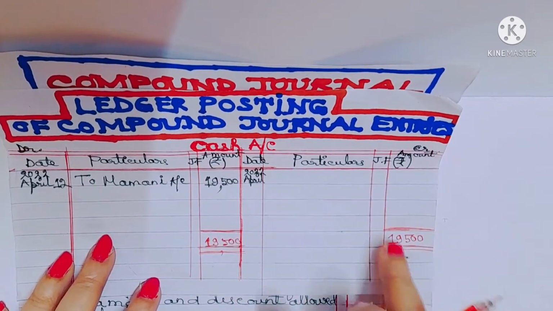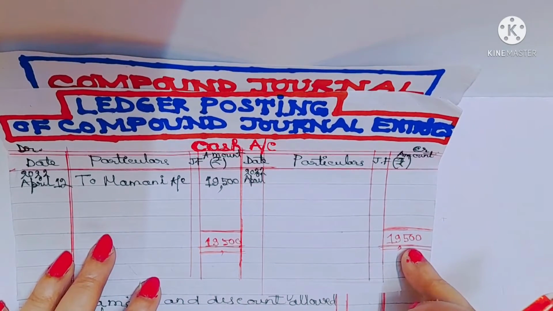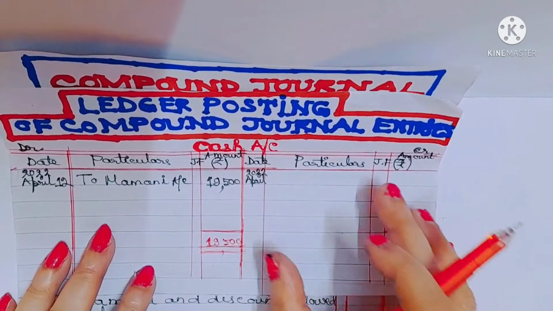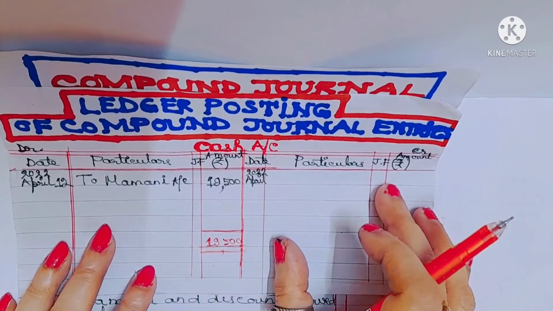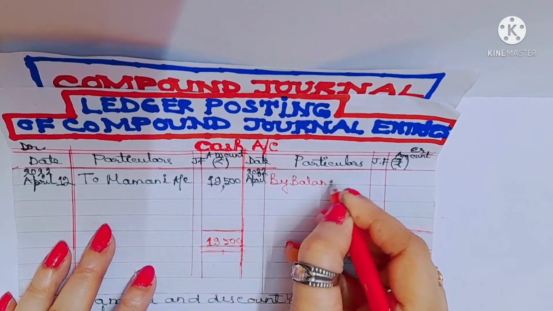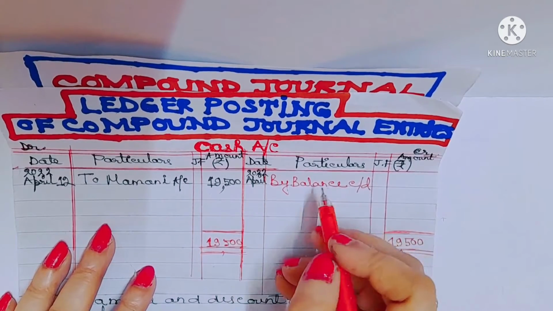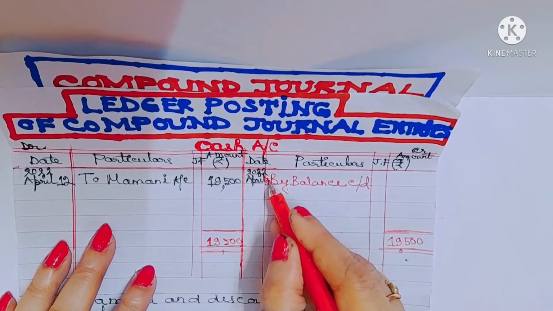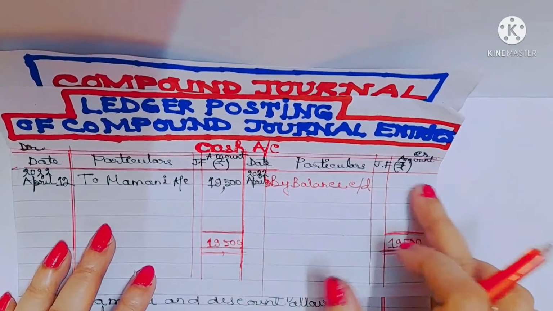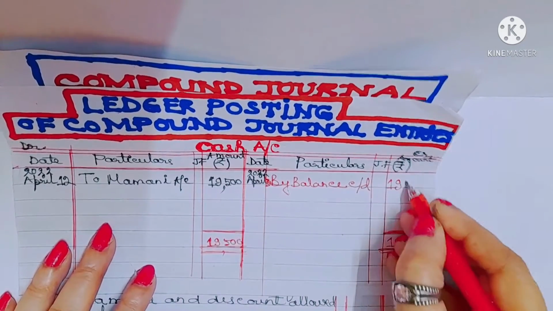This is the rule. We should write something here so that it becomes 19,500. On the side where there is a shortfall, what will we write? By balance CD. This is the month of April. So in by balance CD, what date do we always write? The last day, 30th April. By balance CD, how much? The debit side is 19,500, and nothing has been written on the credit side, meaning 0. So 19,500 minus 0 will give you 19,500.